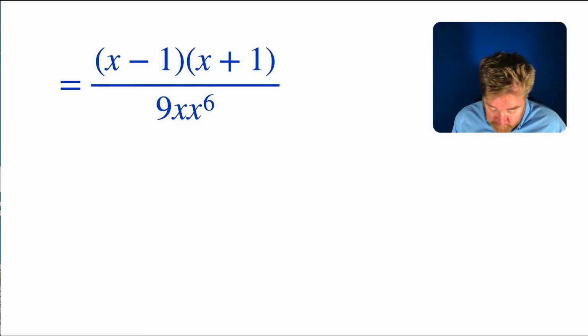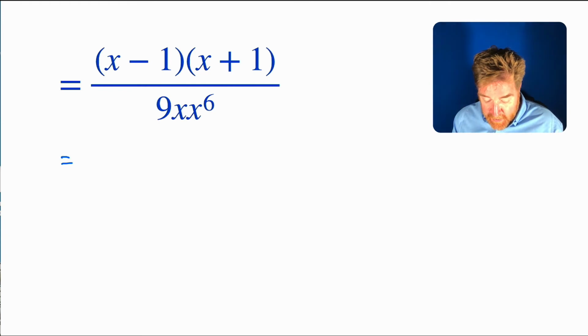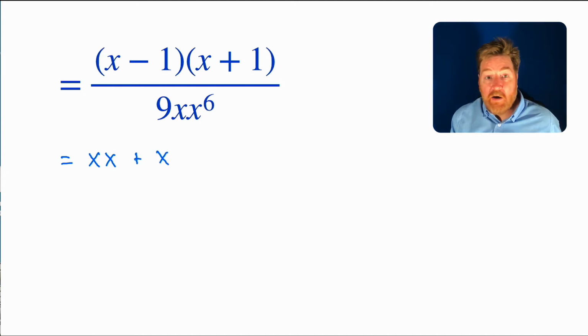Okay, so let's distribute. So the first thing, let's take the x in that first factor and multiply it by both terms of the second. So x times x is x squared. x times positive 1 is x. All right, all done with that. Now let's do the negative 1 times both terms of the second. Negative 1 times positive x is negative x, right? And negative 1 times positive 1 is negative 1.